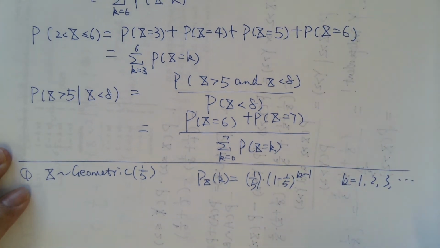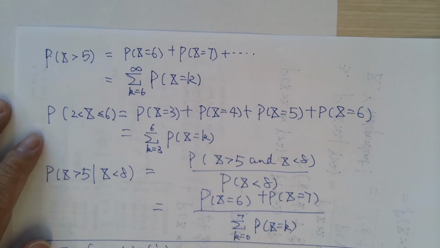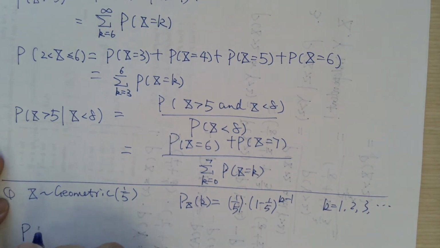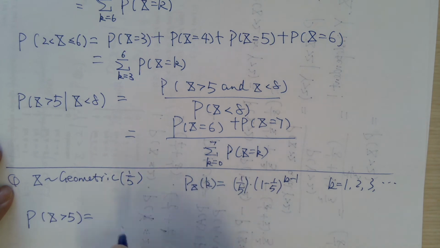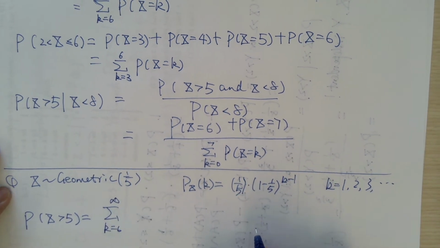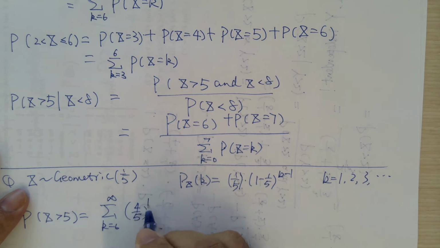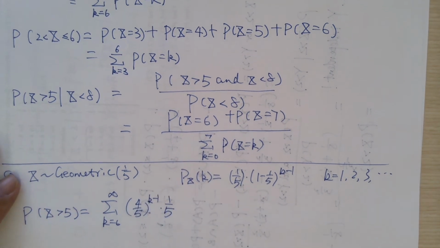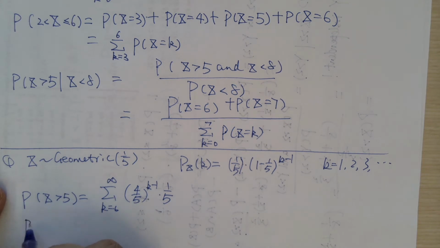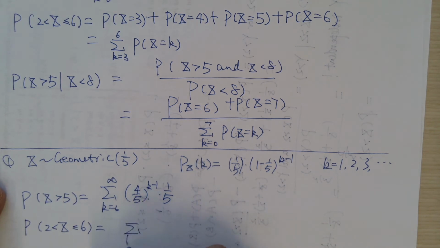Okay. Moving back to this problem here. You see, we can easily derive that, right? For the first one, P(X greater than 5) is going to be the summation of k from 6 to infinity of 4/5 to the power of k minus 1 times 1/5. So that's the first piece. Second, P(X greater than 2, less or equal than 6). Of course, we can write it down, k from 3 to 6, of 4/5 to the power of k minus 1 times 1/5.